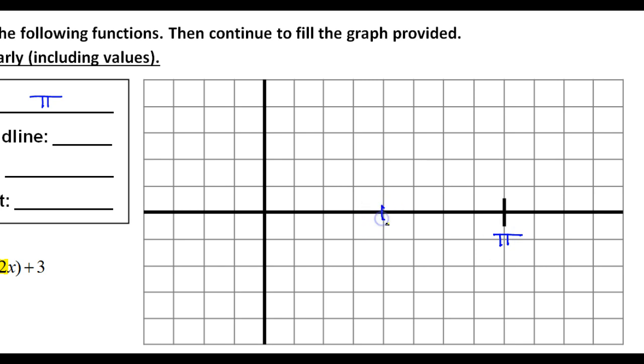That means if I go halfway, that's going to be pi divided by 2. If I go half of that, that'll be pi over 4. Now, if I go to here, that's 3 of these, so that'll be 3 pi over 4. So that's how we label that.